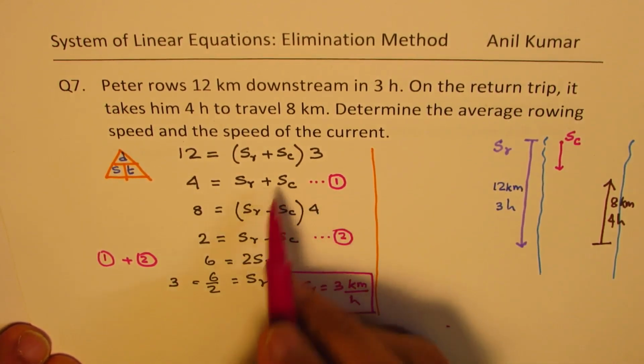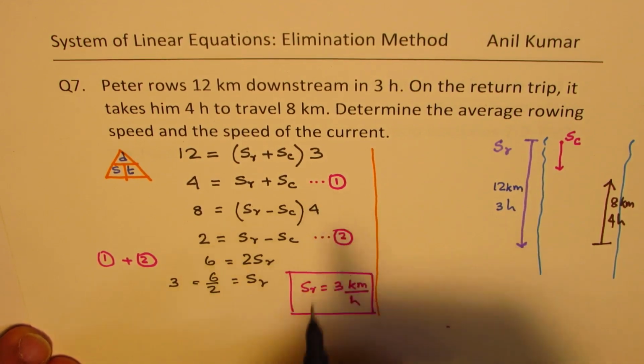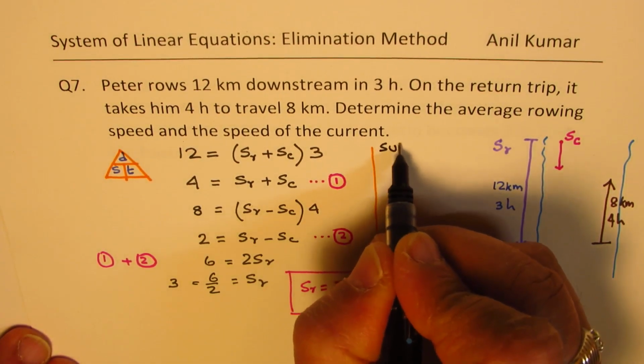We'll substitute this in one of our equations to find speed of current. So we can use equation 1. So we'll sub in 1.